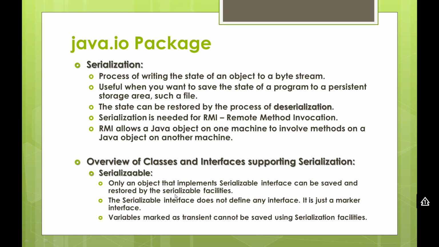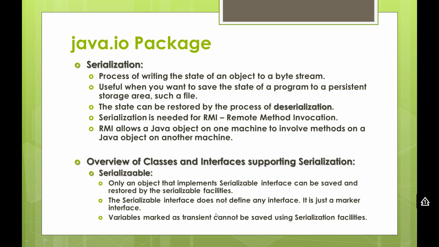Say, for example, I have one particular object, any object which you define. You want to serialize the state of that particular object. The first thing you have to do is make that object implement the Serializable interface. If you want to save the state of any object for that matter, you have to implement the Serializable interface, which is part of the java.io package. Then only you will be able to serialize whatever object you come up with. And as I mentioned, this is a marker interface.